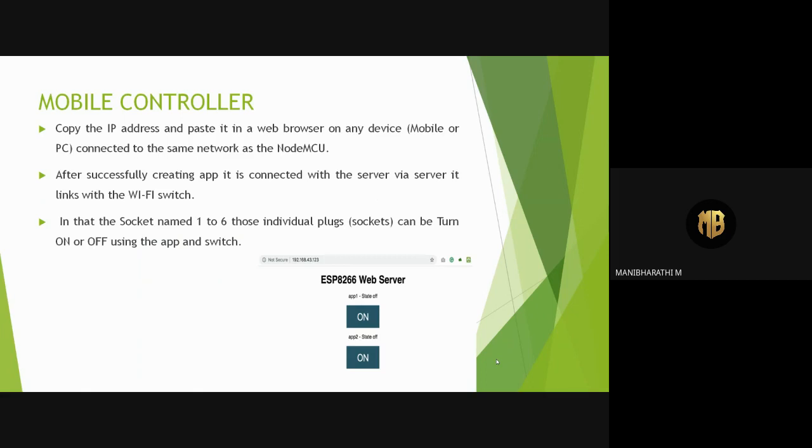A simple mobile controller. By installing the Blynk app, it can be used. Copy the IP address received from the mail and paste it in the web browser. After successfully creating the app, it connects with the server. Via the server, it links with the Wi-Fi switch. In the socket named 126, those individual plugs can be turned on and off using the app and also the switch.